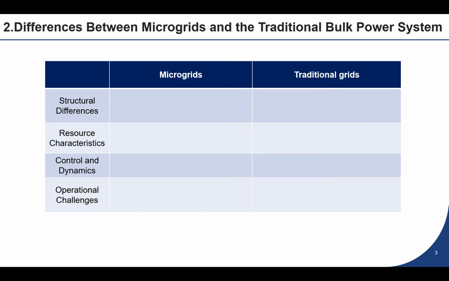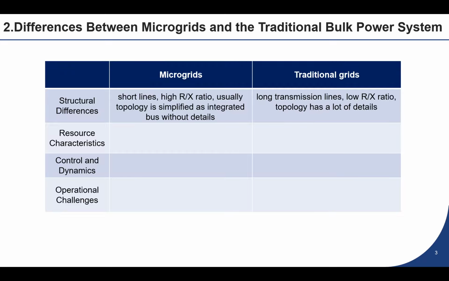Now let's compare microgrids with traditional bulk power systems. Although both aim to supply electricity reliably, their structure and operational characteristics are fundamentally different. First, in terms of structural differences, microgrids typically operate with short distribution lines and a much higher resistance-to-reactance ratio. Their topology is often simplified and compact, sometimes modeled as an integrated bus. In contrast, traditional grids have longer transmission lines, lower resistance-to-reactance ratios, and highly detailed network structures.